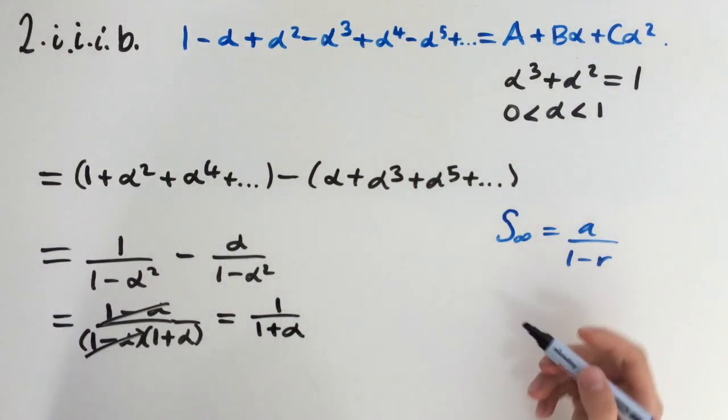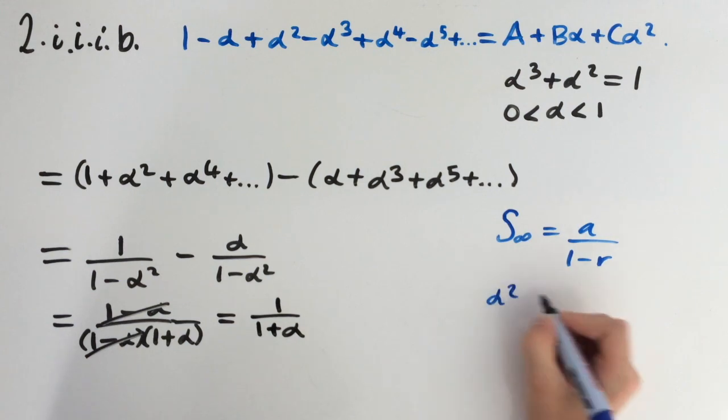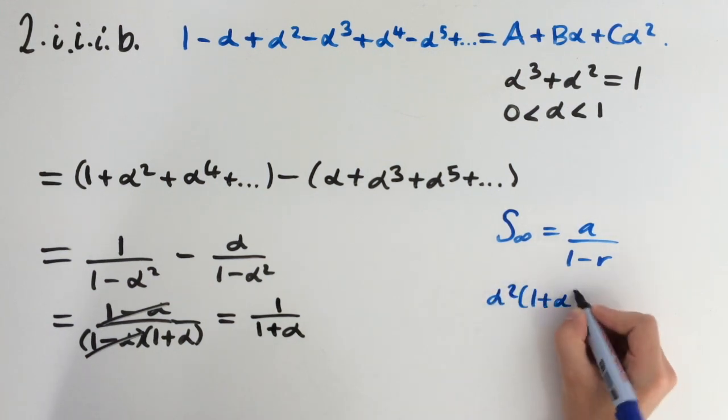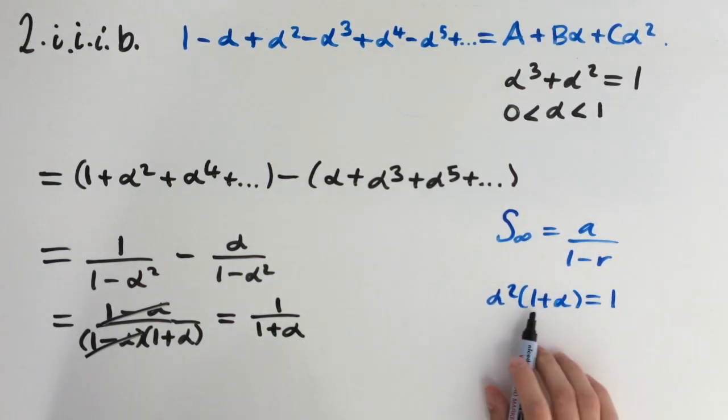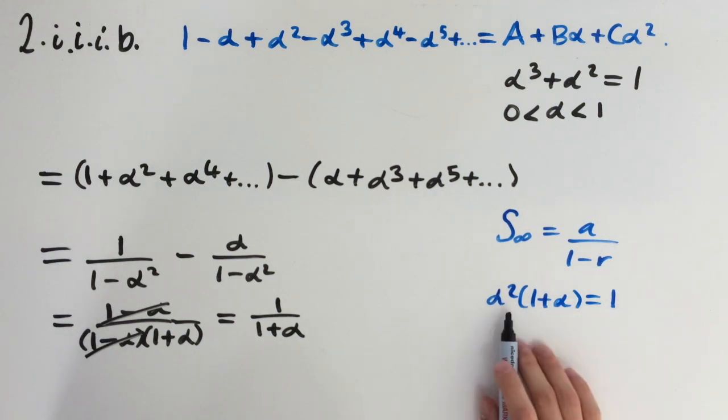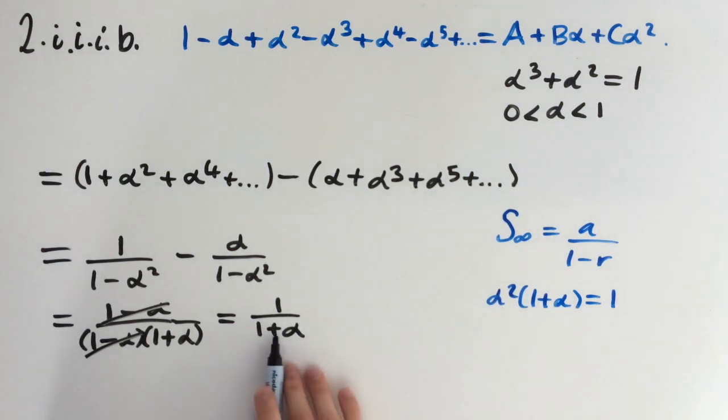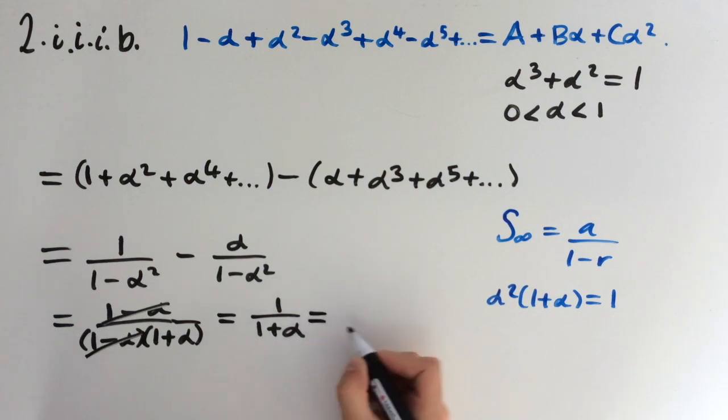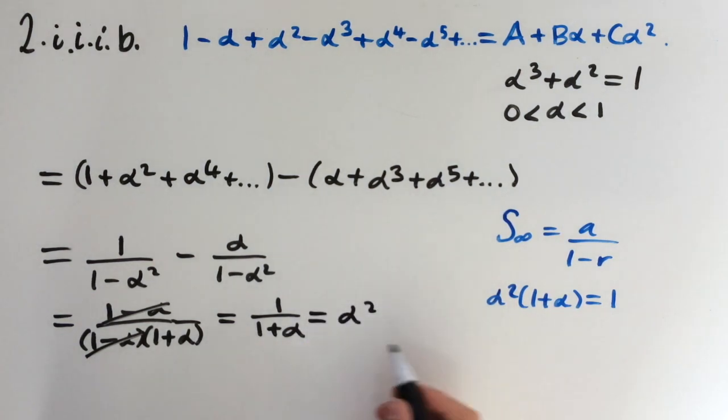Now what we're going to do is use our previous formula from the first part of the question, and if you remember the factorization, it was alpha squared times 1 plus alpha equals 1. So if you divide both sides by 1 plus alpha, we get alpha squared equals this expression here. So finally we get this is equal to alpha squared. And we're done. This is our answer.